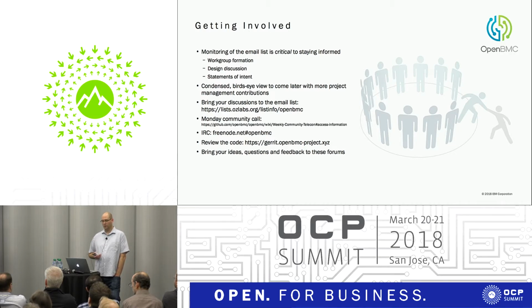The email list is probably the most critical. We're forming work groups on the mailing list, having design discussions, people are just talking about what they're going to work on. Something I get asked somewhat often is, hey, where can I go and find the list of what the project is going to work on in the next year?